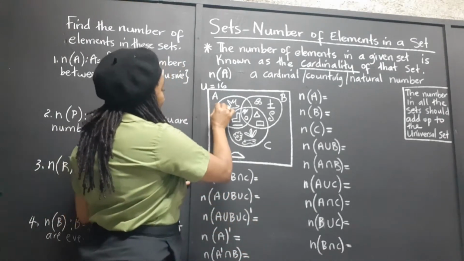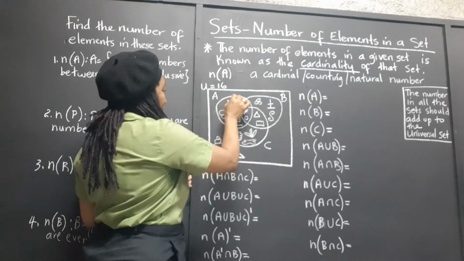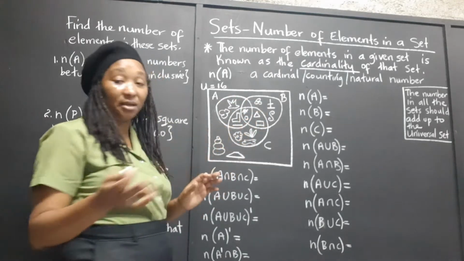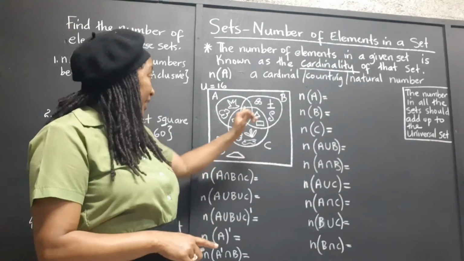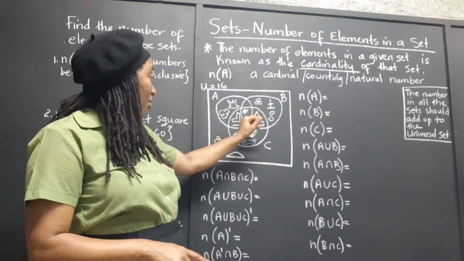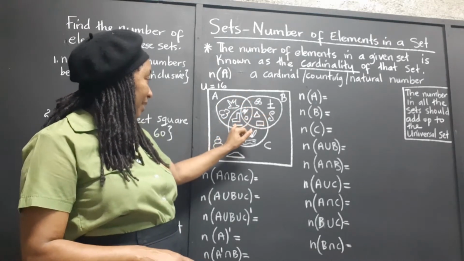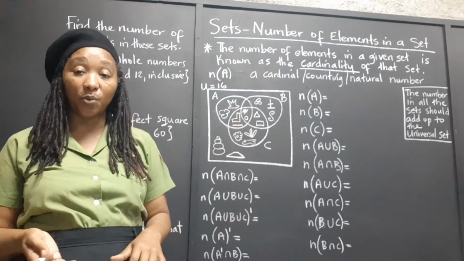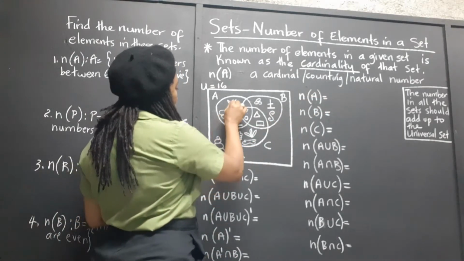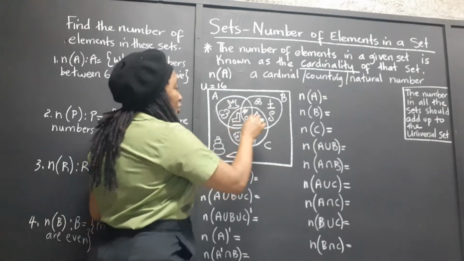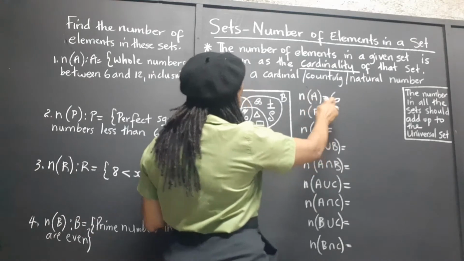So set A is this circle here. Everybody who is in this circle, including where it overlaps with set B and set C. So these guys here, they are also in set A, right? They overlap with B or C, but still in set A. So we have to count them if we want the number in A. So 1, 2, 3, 4, 5, 6. So the cardinality of set A is 6. The number of elements in A is 6.